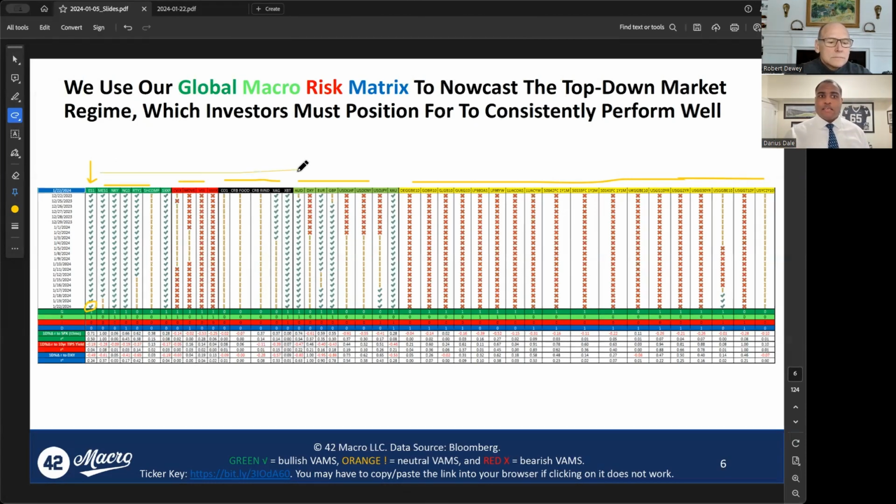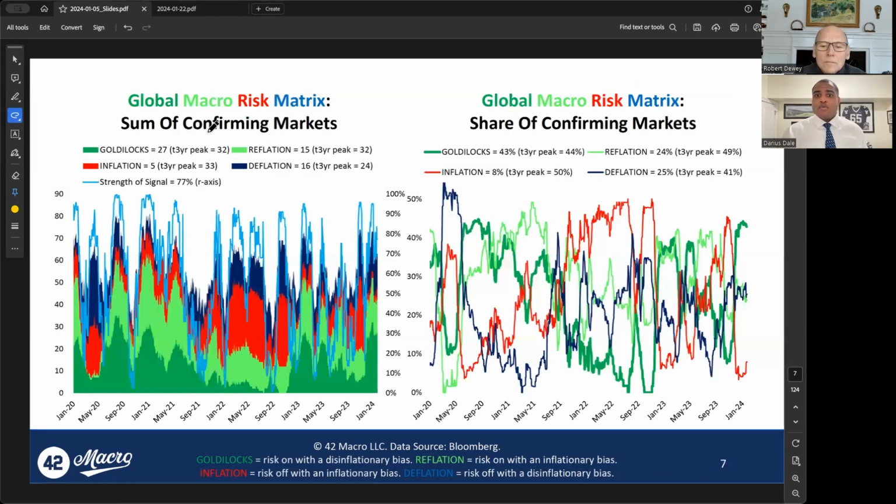We're doing that same process across each of these 42 markets on a daily basis in order to nowcast exactly what markets are thinking the economy is in, or what the market is trying to price in. And so we summarize that on this slide, where we see 27 of those 42 markets right now are confirming of Goldilocks, 15 are confirming of reflation, 5 are confirming of inflation, and 16 are confirming of deflation. The risk on regimes are obviously the green ones, and inflation and deflation are the risk off regimes. So right now, 43% of the total number of confirming markets is being allocated to Goldilocks. So we indicate Goldilocks as the top-down market regime.